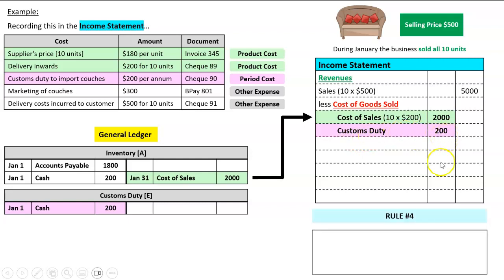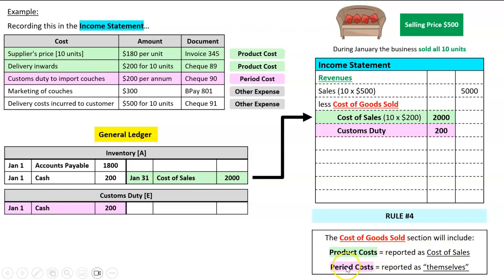And what we do is we then say, rule number 4 is the cost of goods sold section will include the product costs, and they get reported as cost of sales. And then the period costs will go in there, and I'm not sure how to word this, but one way to remember it is that they get reported as themselves. So if it's a period cost called customs duty, or buying expenses, or freight inwards or modification costs, whatever it is, it goes in the income statement as itself because it's got its own ledger.